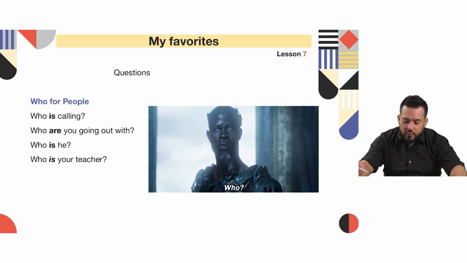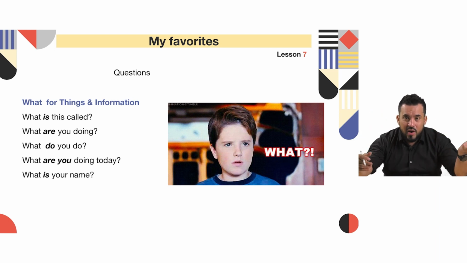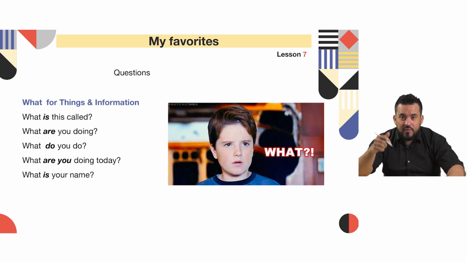Okay, so let's take a look at some questions. Who is for people. Who is calling? Who are you going out with? Who is he? Who is your teacher? Here we're asking about a person, that's why we use who. What is for information. What is this called? What are you doing? What do you do? What are you doing today? What is your name?